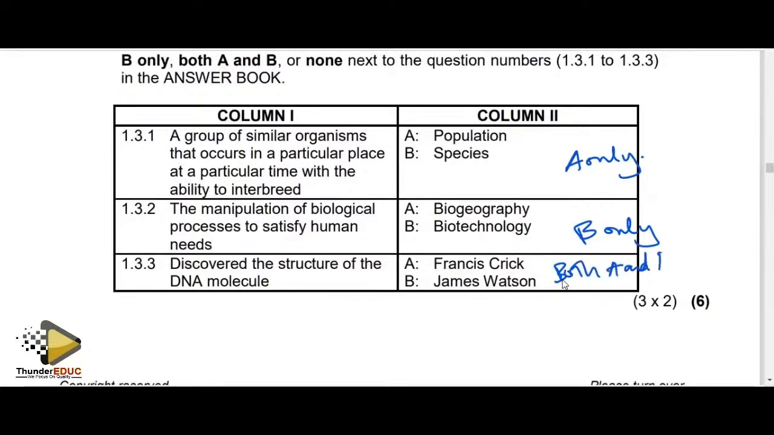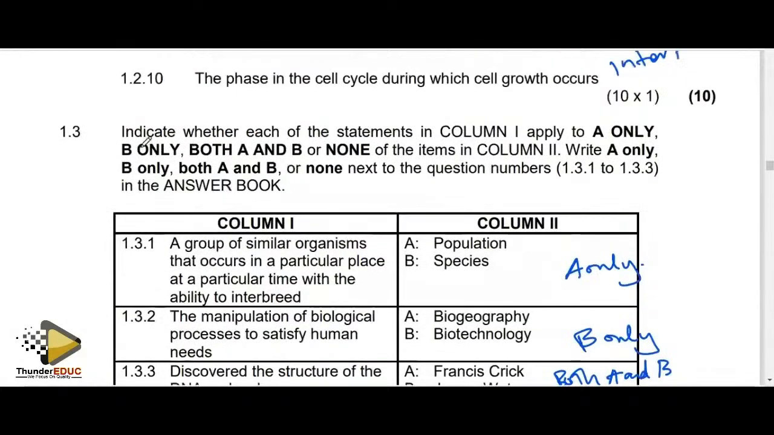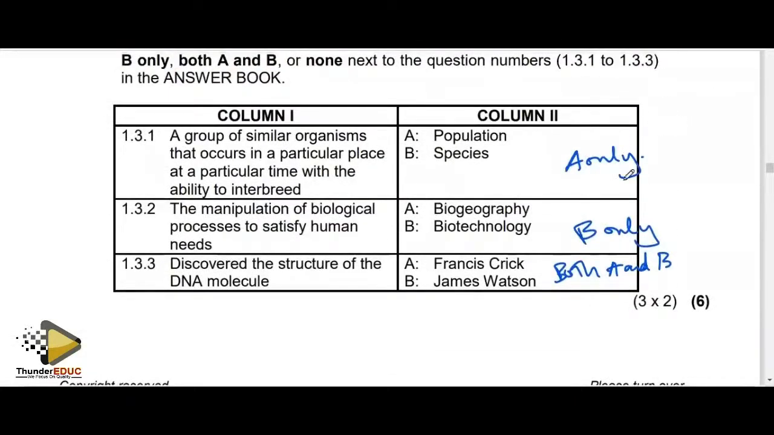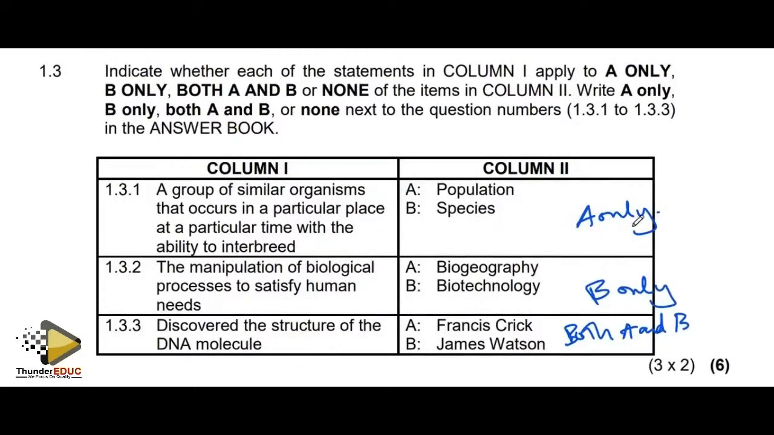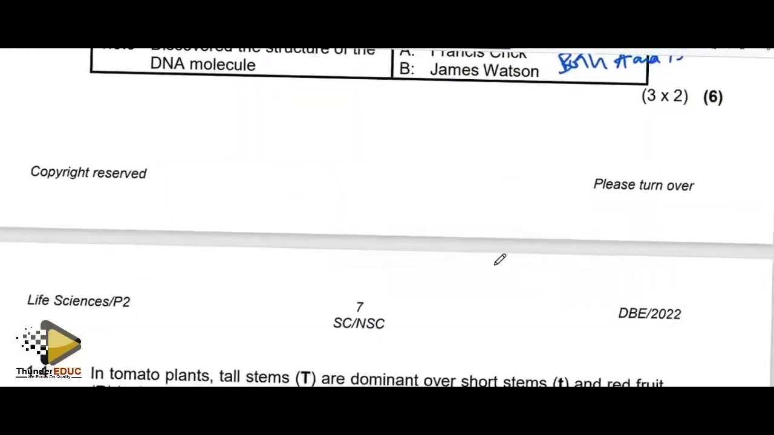A and B. Please always follow instructions, because the instructions are saying A only, B only, both A and B, or none. Some people only write A, they write B, they write both. What is both? Both mangoes and oranges, both males and females. What is both? You have to say both A and B. Don't say A, because if you don't say A only, it means that maybe even B is correct. What you do is you have to put only, both A and B, or none. Try to follow the instructions.